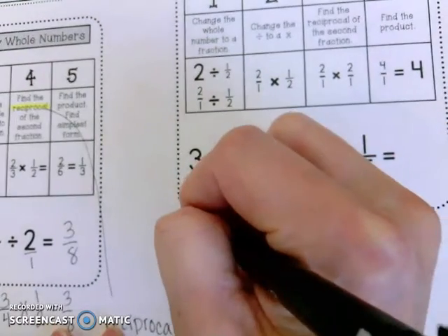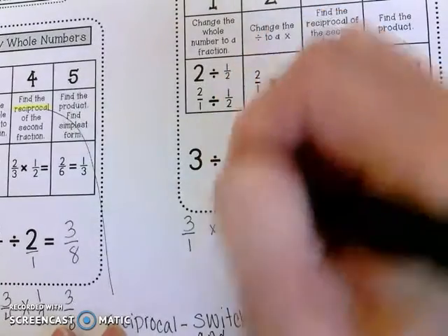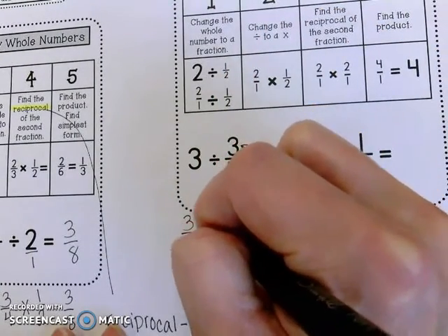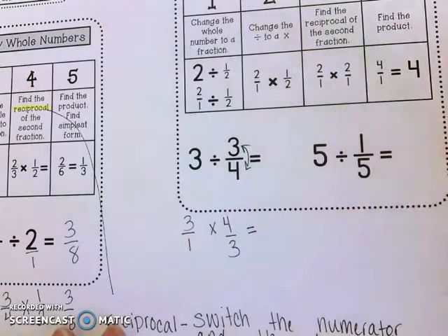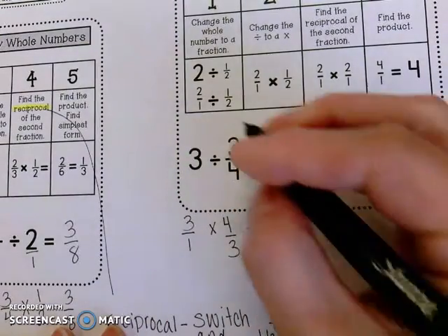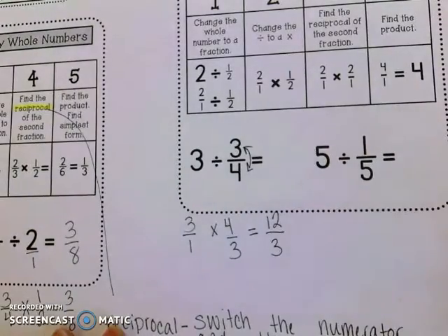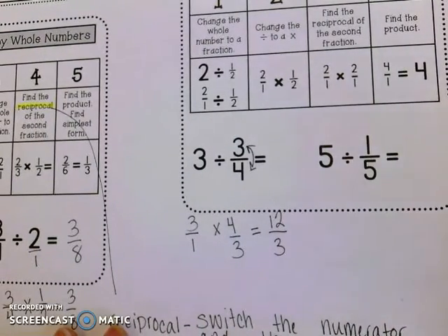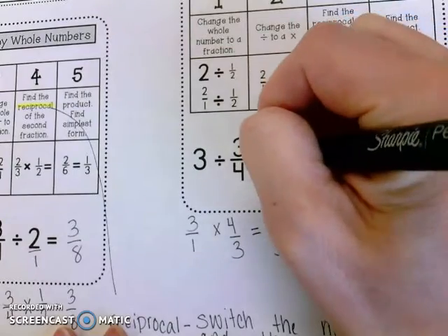I'm going to change division to multiplication, and then get the reciprocal of 3/4, which is 4/3. We could just multiply straight across. 3 times 4 and get 12, and 1 times 3 is 3. Well, remember, fractions are just division problems. So 12 divided by 3 is just going to be 4. Okay.